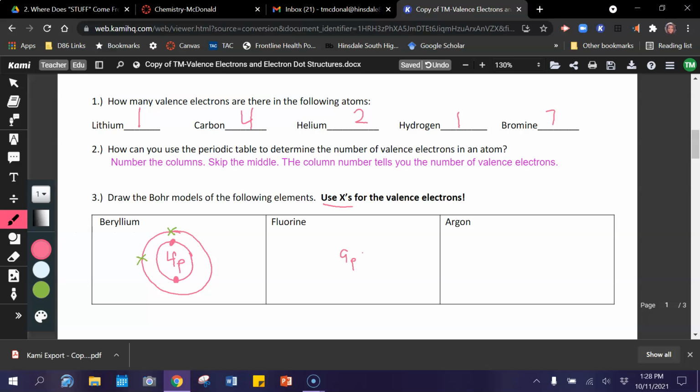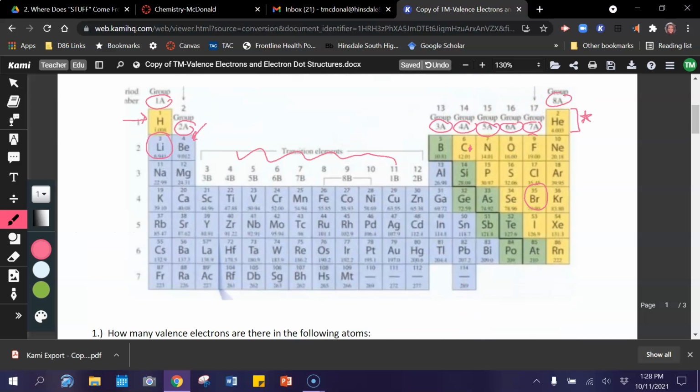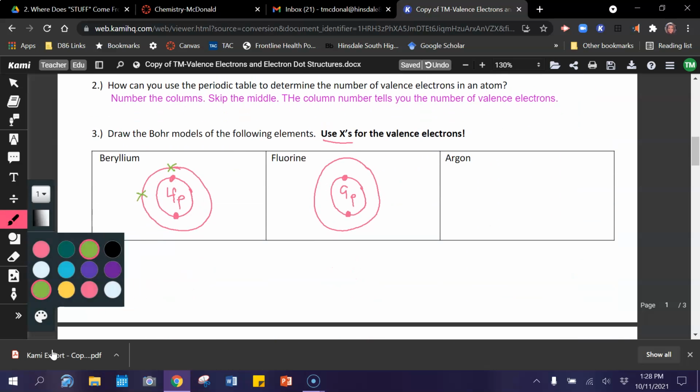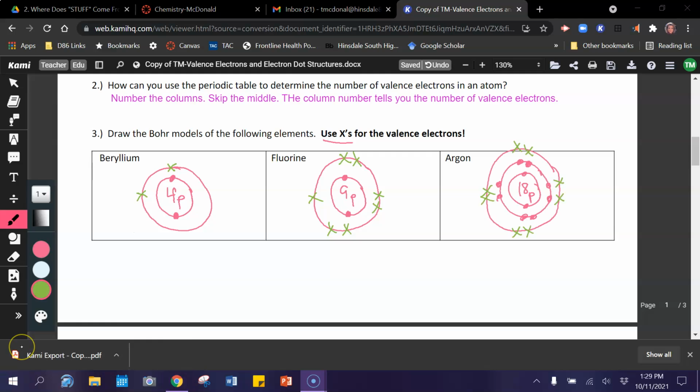Fluorine has 9 protons and 9 electrons total, but 7 of those electrons, and I know that there's 7 because fluorine is here in group 7, 7 of them are going to be valence electrons. And then finally we have argon, and there is your Bohr model for argon. So if we were going to draw electron dot diagrams or electron dot structures for these Bohr models, the dots would only reflect the green X's. So let's take a look at our next page.